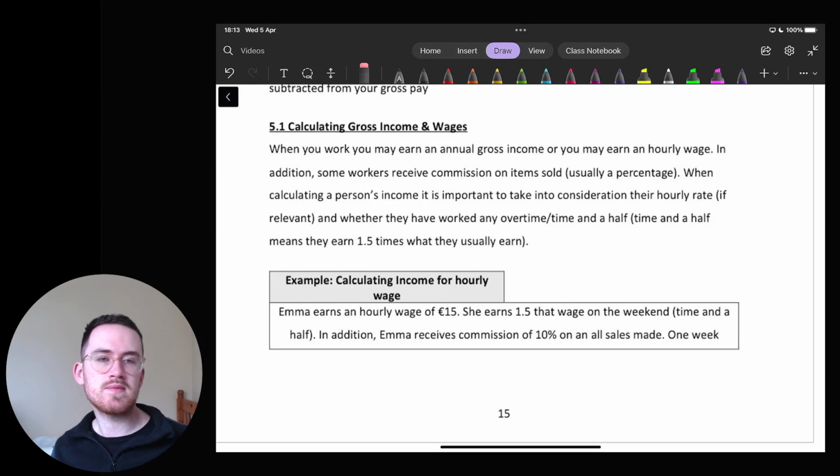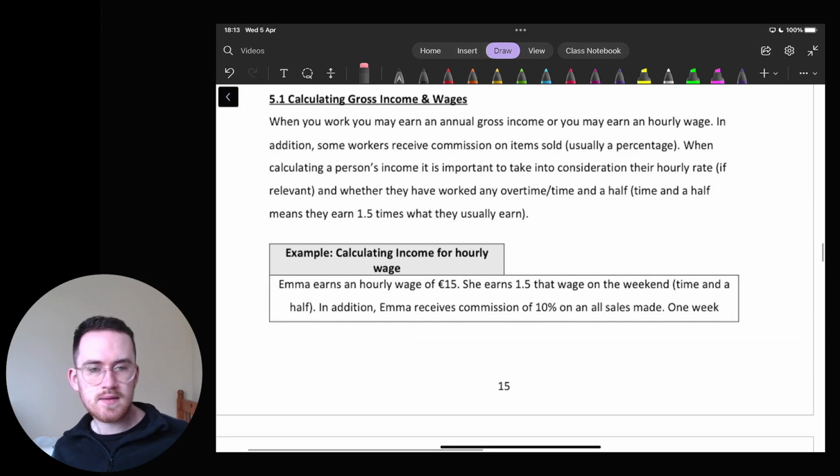So when we're working out someone's income, we have to take into consideration the hourly rate if they have one, and if they did any overtime or any time and a half. Time and a half is where a person earns 1.5 times what they usually get. So 1.5 times their usual income.